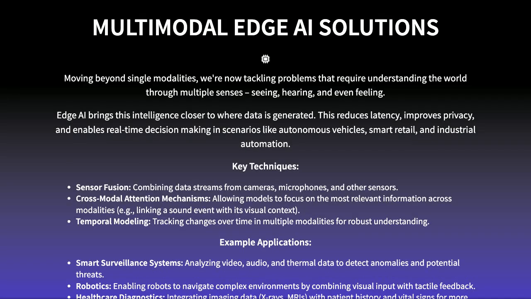Okay, let's shift gears to a really exciting area: multimodal edge AI. Basically, we're moving beyond just using one sense like computer vision or natural language processing to tackle problems that require all the sensors working together. Think about autonomous vehicles. They need to see the road with cameras, but also hear approaching traffic and even feel the road surface through sensors. Edge AI is crucial here because it means we can process this data locally, closer to where it's collected, which cuts down on delays and keeps sensitive information private. We're using techniques like sensor fusion, combining data from cameras, microphones, and other devices, and cross-modal attention mechanisms so models know what's most important for the task. For example, linking a specific sound to its visual context. It's being used in some really cool applications like smart surveillance systems that can spot unusual behavior by analyzing video and audio, or even robots navigating complex environments using sight and touch.